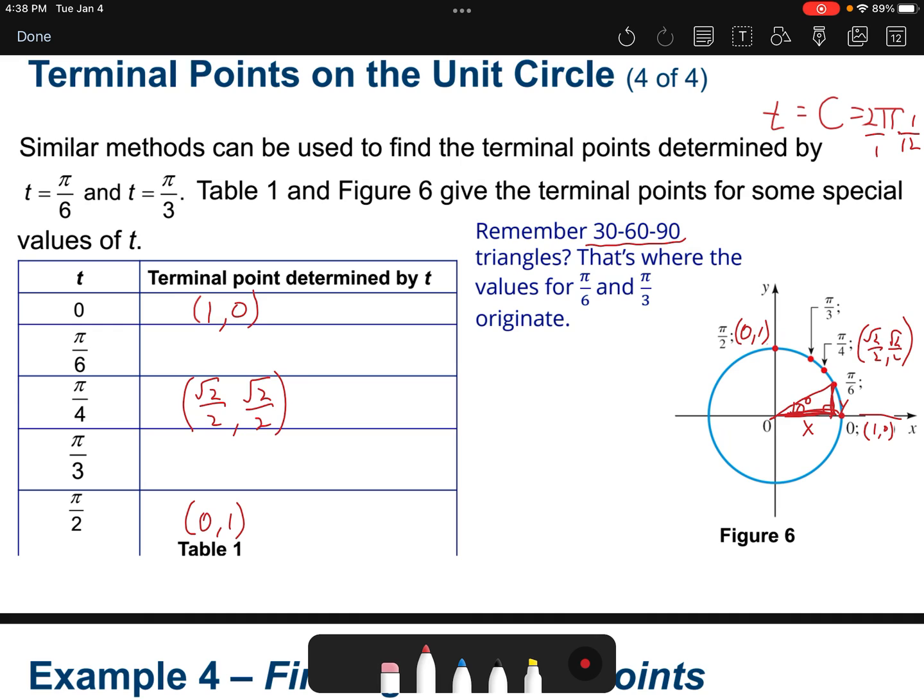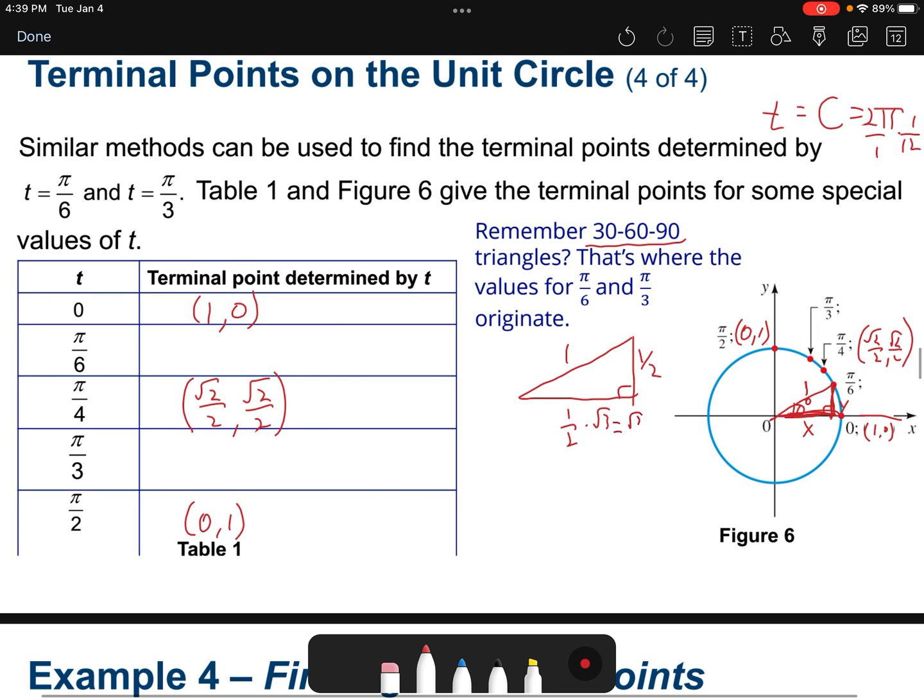And if you recall, in a 30, 60, 90, the short leg is half the hypotenuse. So if the hypotenuse we know is 1, because that's our radius, then the short leg is a half. And then the long leg is the short leg times radical 3. Hopefully you remember that from last year. So the long leg is radical 3 over 2. So this terminal point then is radical 3 over 2, up 1/2.